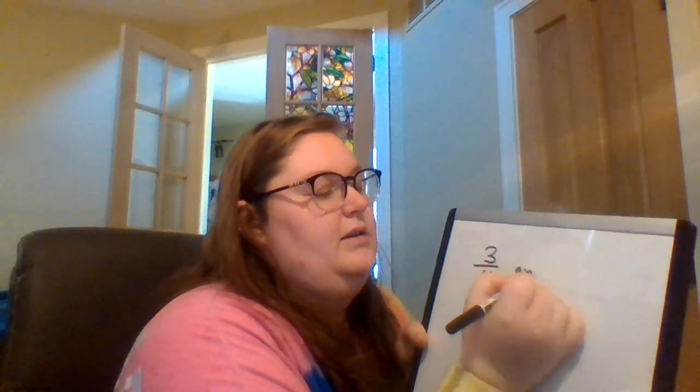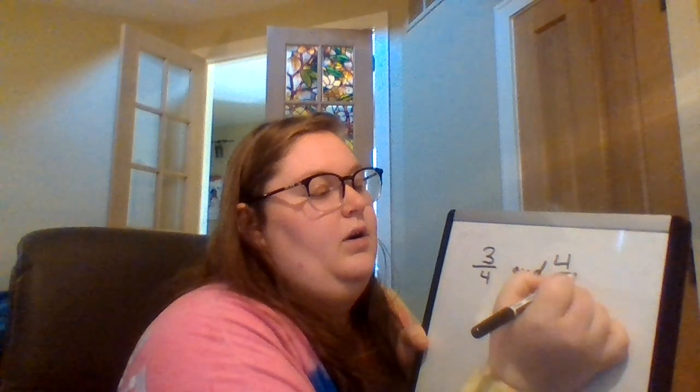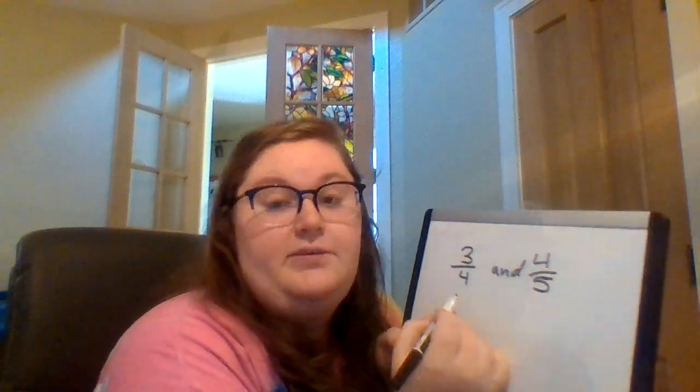Okay, so the second step that we're going to do is we have to find the smallest number that both denominators share together. Okay, and then we use our renaming trick that we just learned, which is the loop method. So let's do one together. Okay. So let's do 3/4 and 4/5. So they are different denominators.